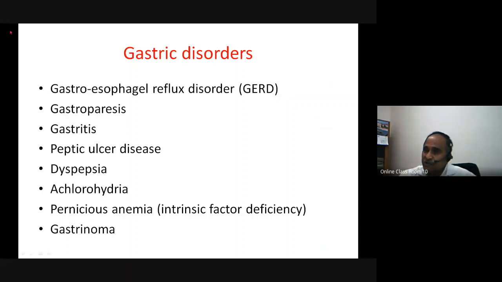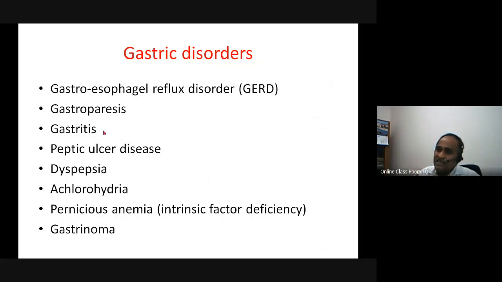Then comes the gastroparesis. That means the gastric activity, motor activity, is diminished. Gastroparesis. Gastritis, whenever we consume a food containing irritants, the large amount of acid is secreted, what we call as acute gastritis, and you have consumed a very spicy food, or you have consumed a large amount of alcohol, or you have consumed an aspirin, or whatever, that would produce a gastritis. So that is an acute phase.